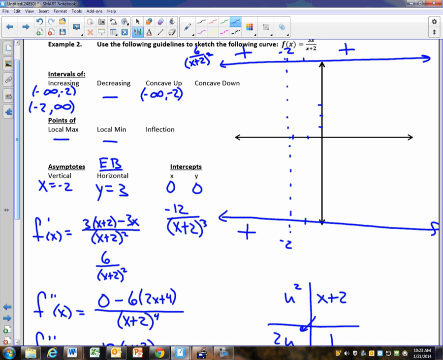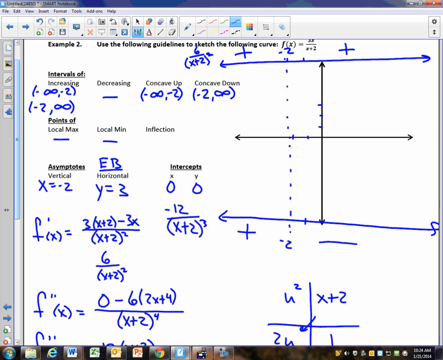What number to the right of negative 2 would you like to plug in? 0 is a great number. 0 plus 2 to the 3rd. Negative 12 over 8. Negative. So therefore I am concave down. So negative 2 to infinity is my concavity, where I'm concave down.